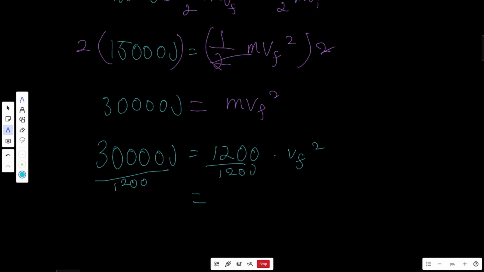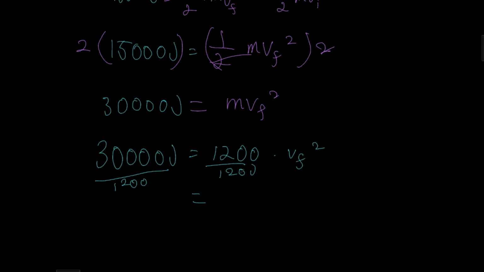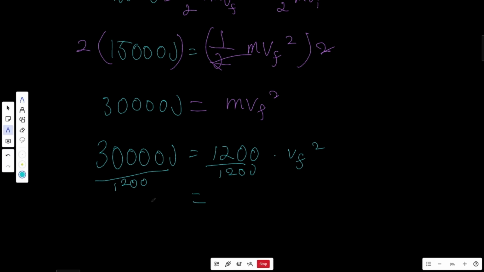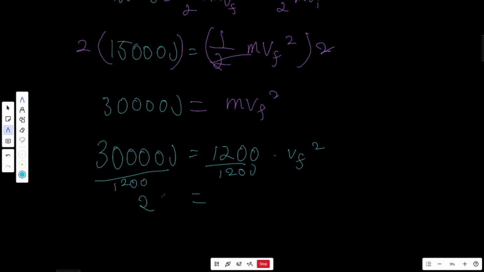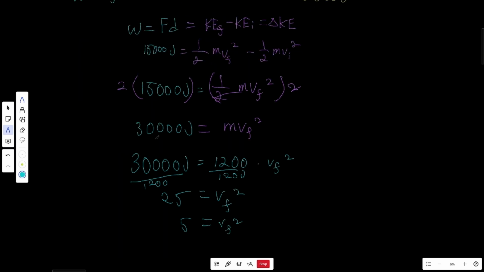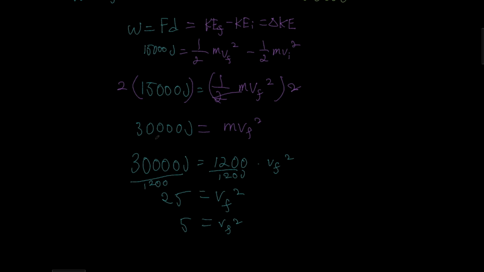we'll get 30,000 divided by 1,200 is equal to 25. So from here, we'll get VF squared, and we're going to get the square root. We'll get 5 is equal to VF. So that is how you solve for the final velocity of this object.